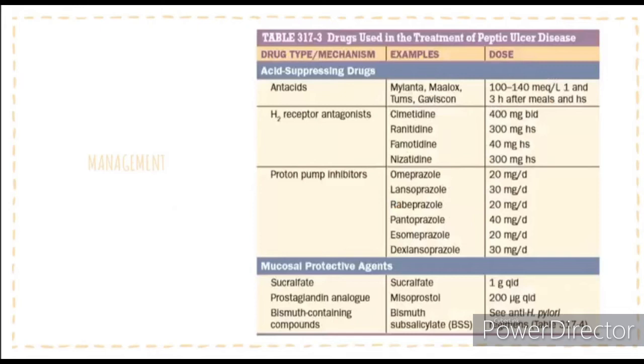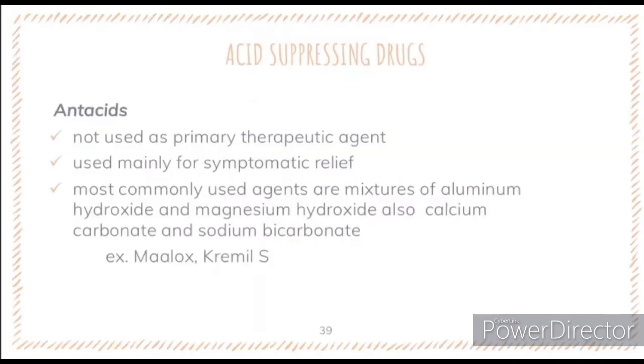We have the acid-suppressing drugs, which consist of antacids, histamine receptor antagonists, and proton pump inhibitors. We also have the mucosal protective agents, which are composed of sucralfate, prostaglandin analog, and bismuth-containing compounds. For the acid-suppressing drugs, we have the antacids, which are not used as primary therapeutic agents, only for symptomatic relief. The most commonly used agents are mixtures of aluminum hydroxide and magnesium hydroxide, and also calcium carbonate and sodium bicarbonate.